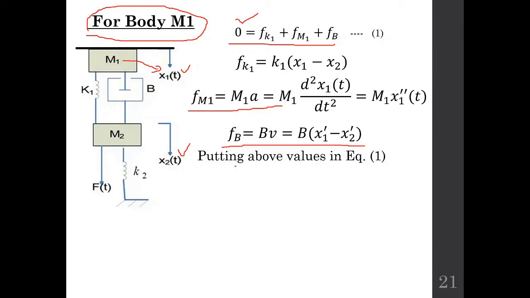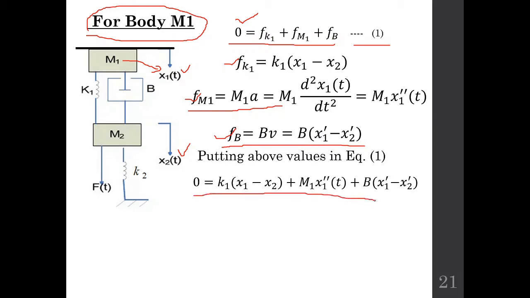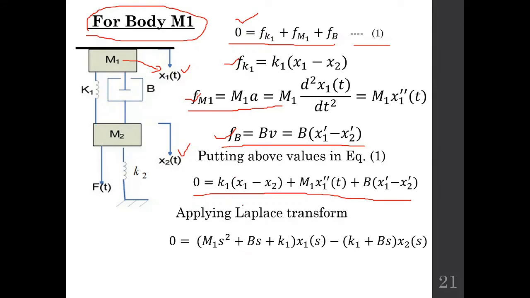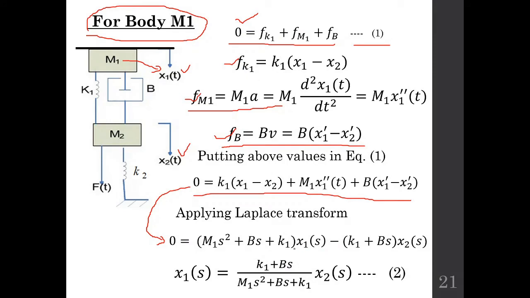Okay, so simply by putting these three equations, that is F of k1, F of m1 and F of b, into this equation 1, we can rewrite this equation as this. Okay, so after applying Laplace transform and after doing some simple transformation, we can rewrite this equation as this. Okay, and from this we can find out X1(s). That is X1(s) is equal to this quantity, and we are taking this as equation 2. So this is our equation number 2.